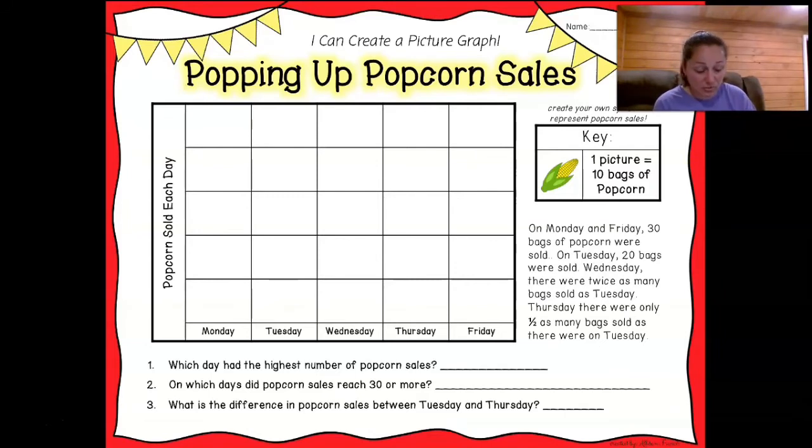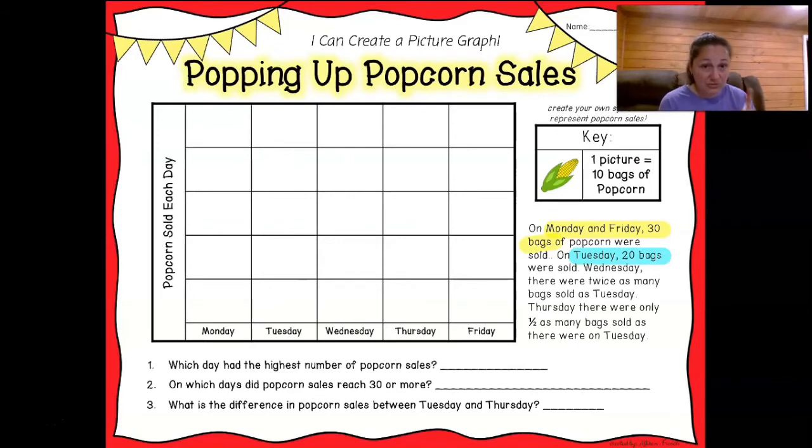So we're going to have to locate this through our story down here. It says on Monday and Friday, 30 bags of popcorn were sold. So I'm going to highlight that. Monday and Friday, 30 bags. Then it says on Tuesday, 20 bags. I'm going to do that a different color so I can see that it's different. Tuesday was 20 bags.